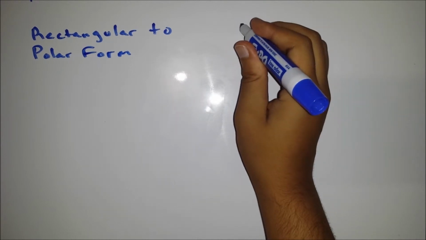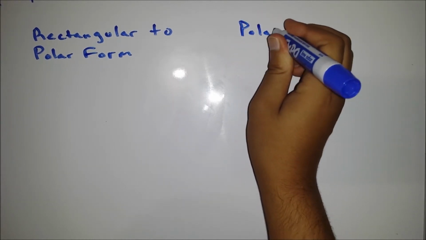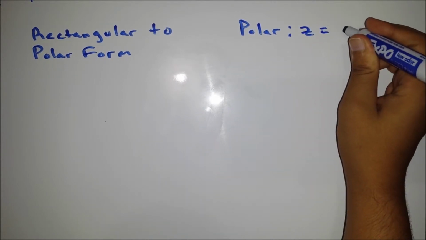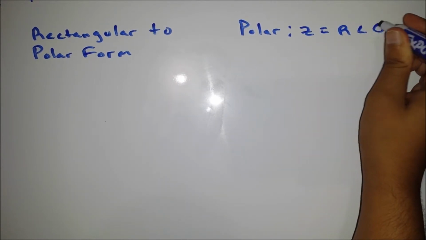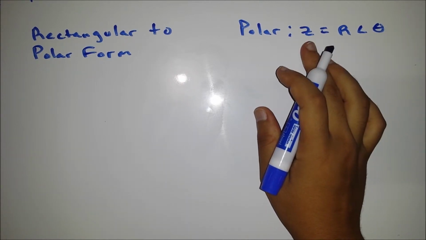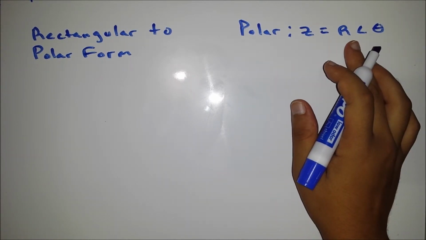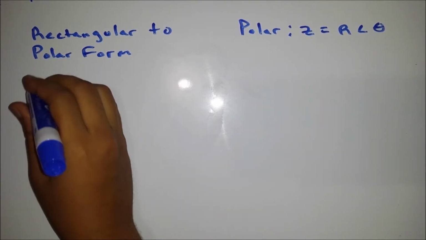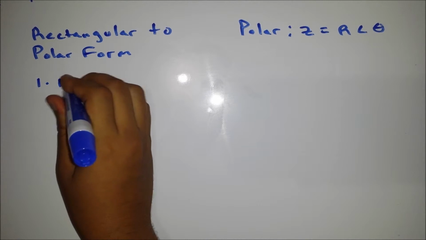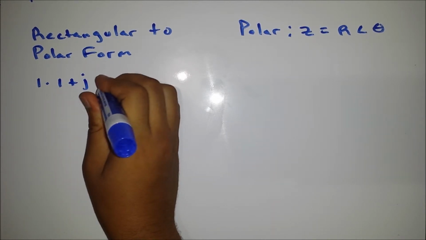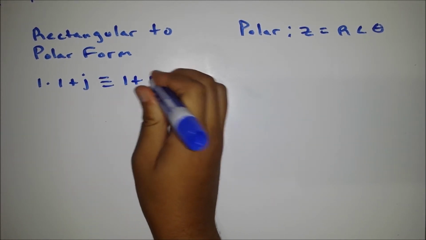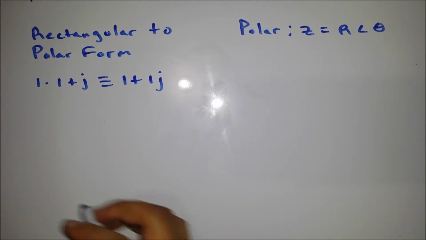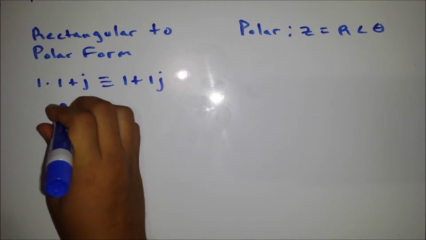Keeping in mind that a complex number in its polar form is expressed as z equals r at an angle zeta, where z is the complex number, r is the magnitude, and zeta is the angle or the phase. Let's say you have a number such as 1 plus j, which is equivalent to 1 plus 1j. The first thing you're going to want to start off by doing is finding the r value or the magnitude.